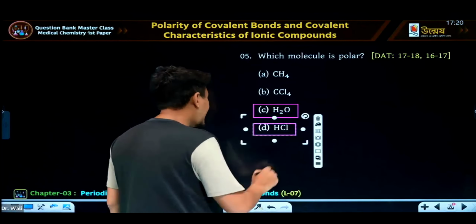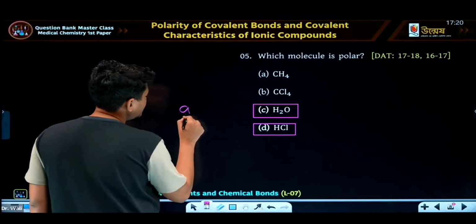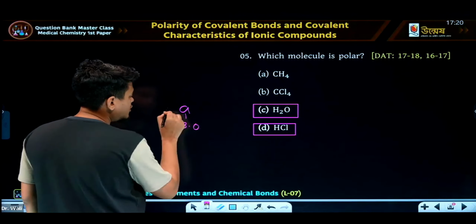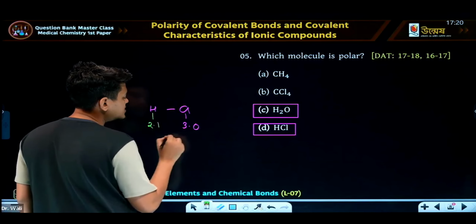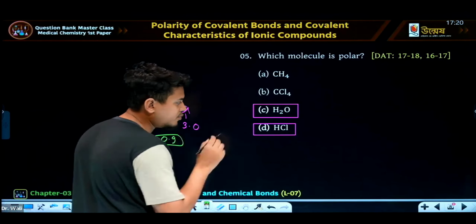Which molecule is polar? Again, a similar type of question is there. Here both hydrochloric acid and water are polar. Why is hydrochloric acid polar? Because chlorine has an electronegativity of 3 and hydrogen has an electronegativity of 2.1. The difference between them is 0.9, which is sufficient to call them polar.